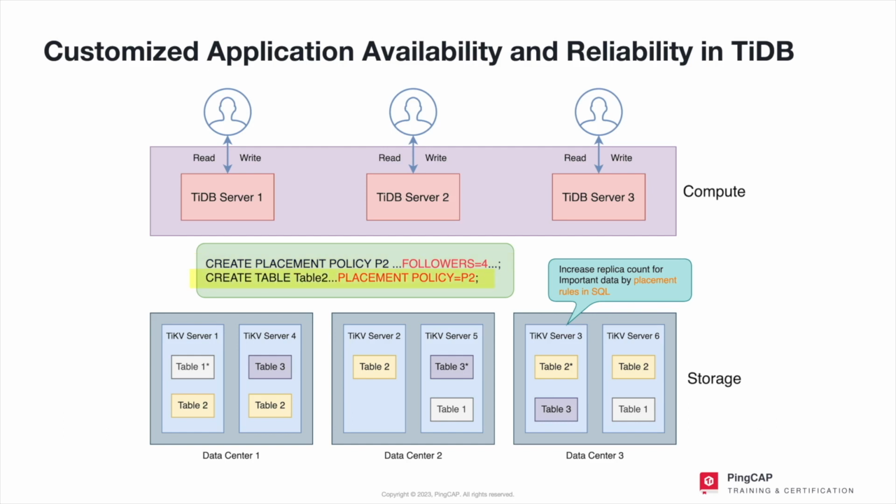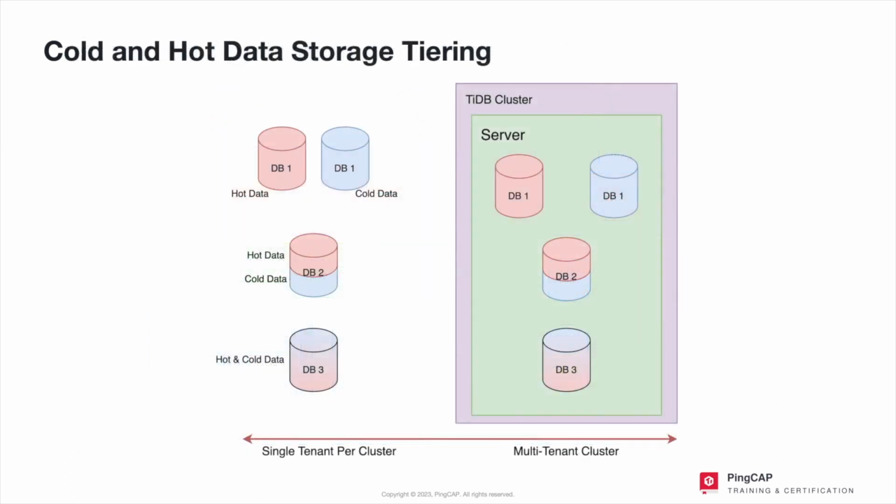We include the placement policy option. Notice that we set this to P2. This means that Table 2 will have 5 copies of the data. Now we can customize the high availability level separately for each table and each partition. Compared with being only able to customize the high availability level for different tenants, this fine-grained control can save us a lot of resources. Next up is storage tiering.